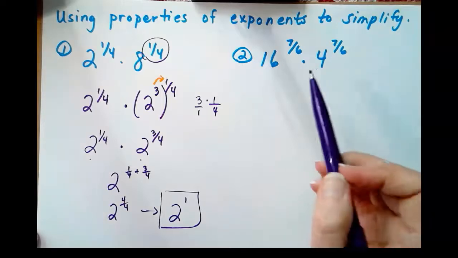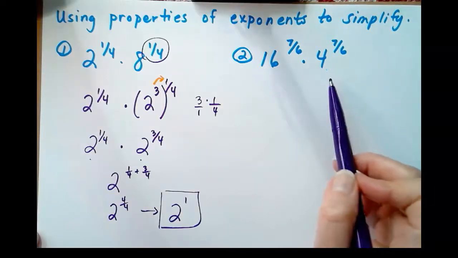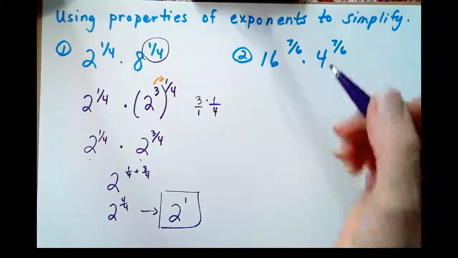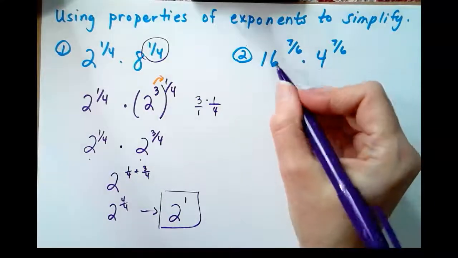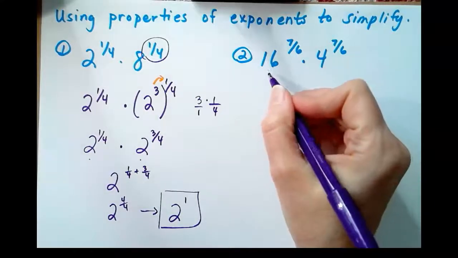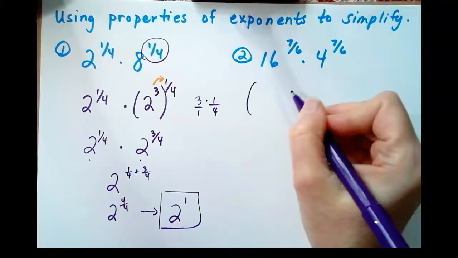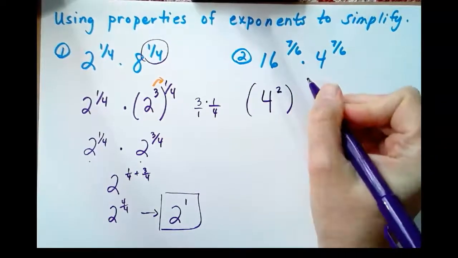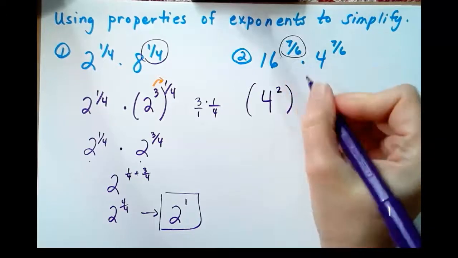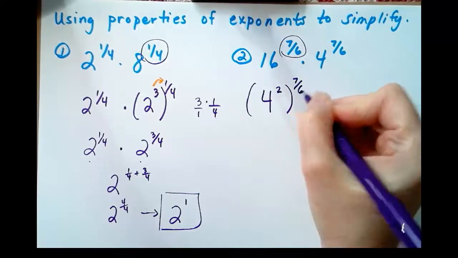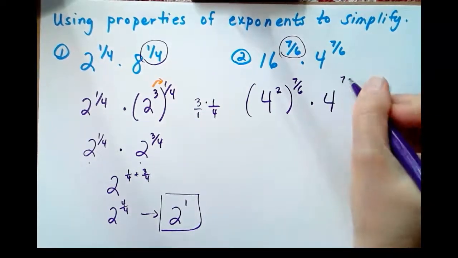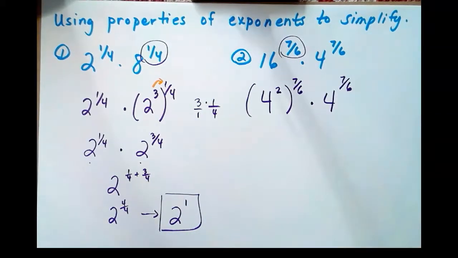Let's do it again. We can change 16 and 4 to powers of 2 or powers of 4, because 16 is 4 squared. Let's use 4. We're going to make an equivalent substitution for 16. So 16 is 4 squared, and we have 4 squared raised to the 7/6 power times 4 to the 7/6 power.